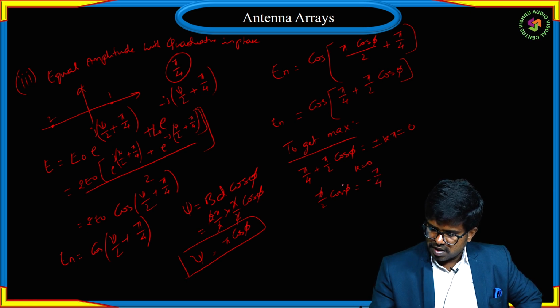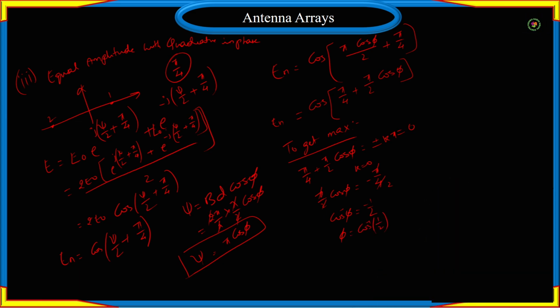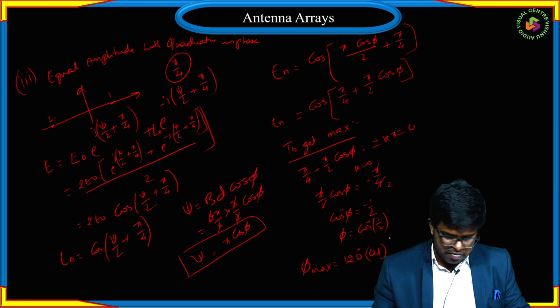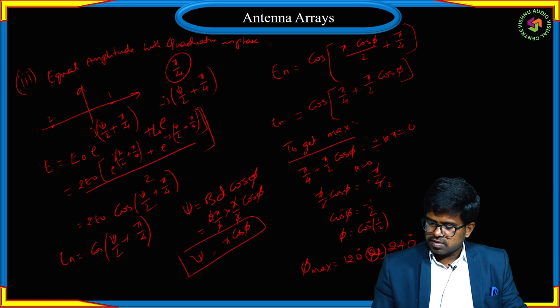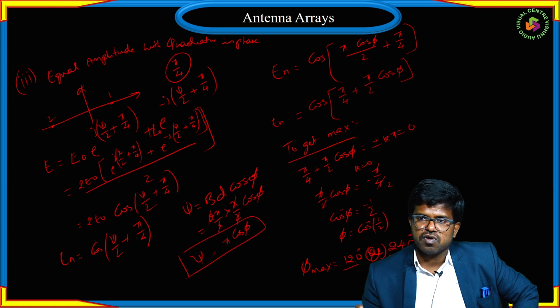Then pi gets cancelled, this is 2. So cos psi is equal to minus 1 by 2, and psi equals cos inverse of 1 by 2. This angle normally comes as maximum at 120 degrees or 240 degrees. So you are getting maximum in both angles, that is 120 degrees and 240 degrees.